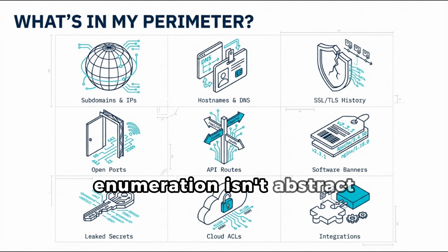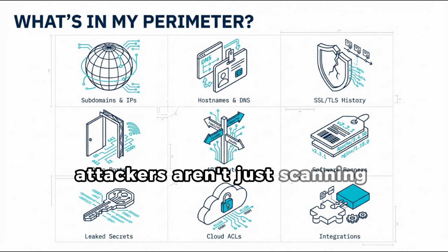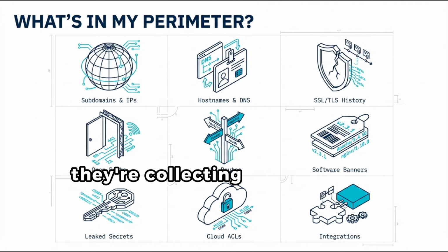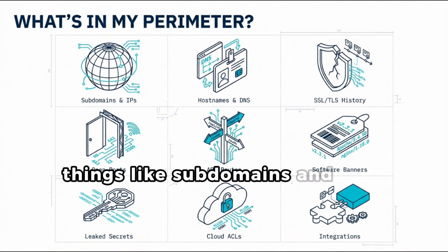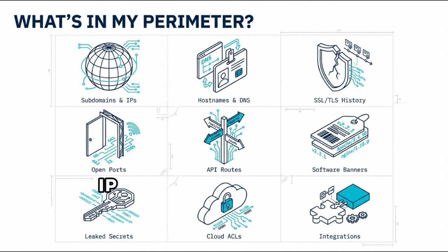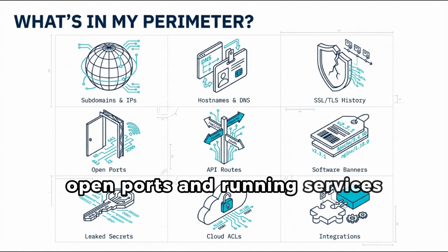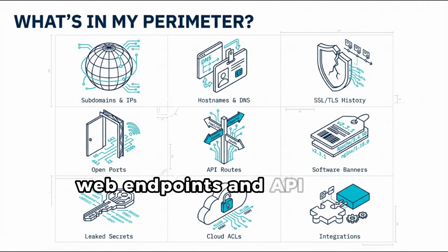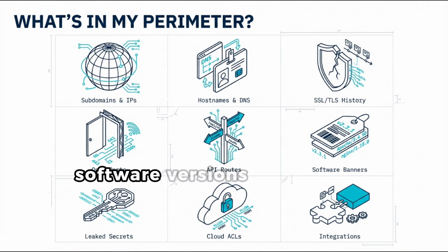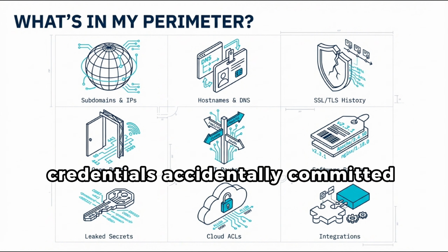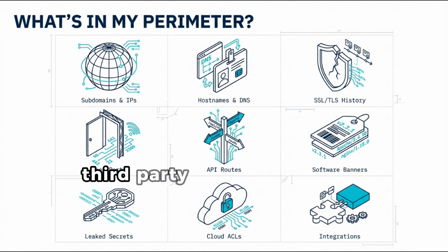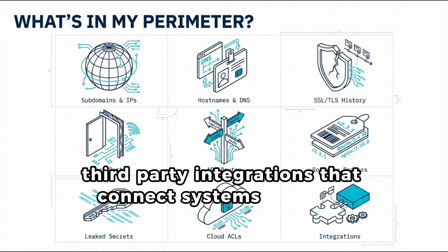Enumeration isn't abstract. Attackers aren't just scanning randomly, they're collecting very specific pieces of information. Things like subdomains and DNS records, IP ranges and host names, open ports and running services, web endpoints and API routes, software versions revealed by banners, cloud storage permissions, credentials accidentally committed to repositories, third-party integrations that connect systems together.